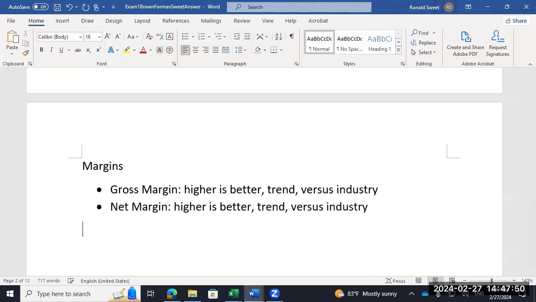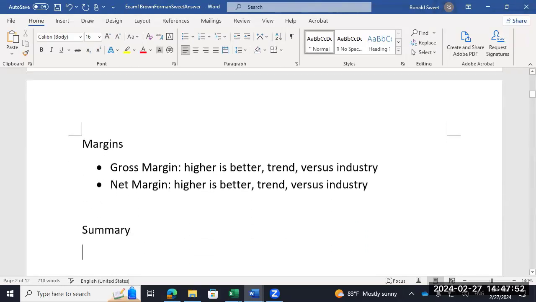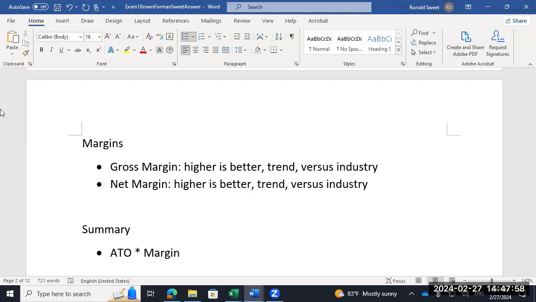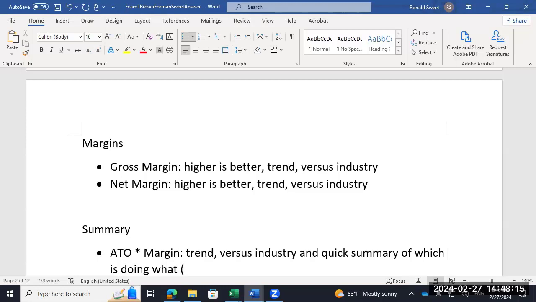Then you have the summary, which is ATO times margin. And here you're just saying the trend versus the industry and a quick summary of which is doing what between turnover and margin. So you just go back and look at those charts.